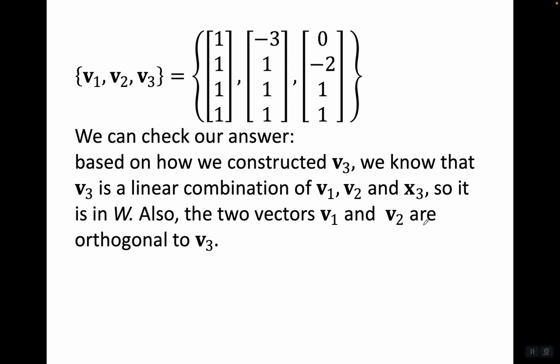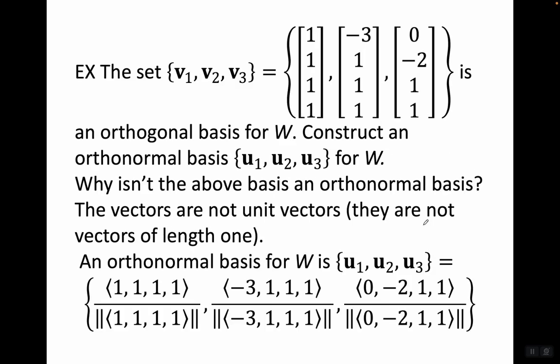We can check our answer. Based on how we constructed v3, we know that v3 is a linear combination of v1, v2, and x3, so it's in W. Also, the two vectors v1 and v2 are orthogonal to v3. You can check that out by just making sure that the dot product is 0. So this set is an orthogonal basis for W.